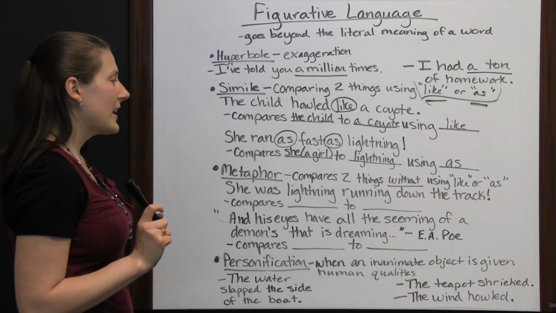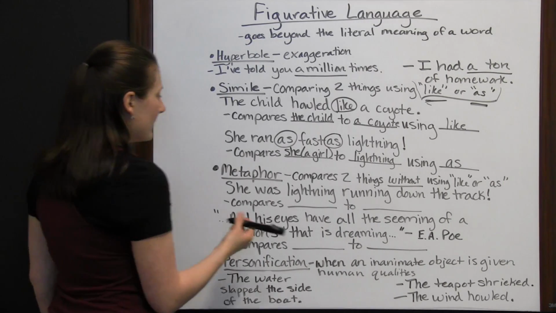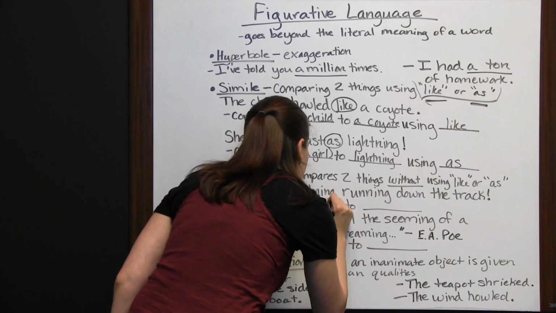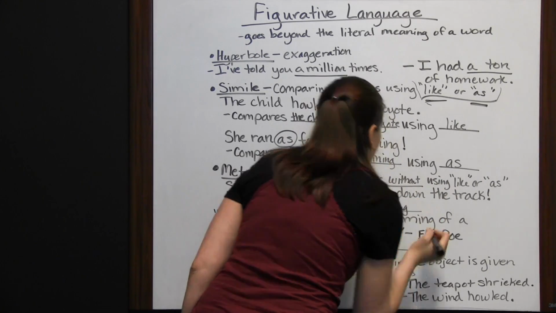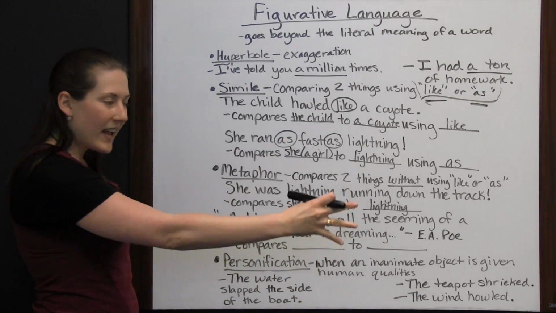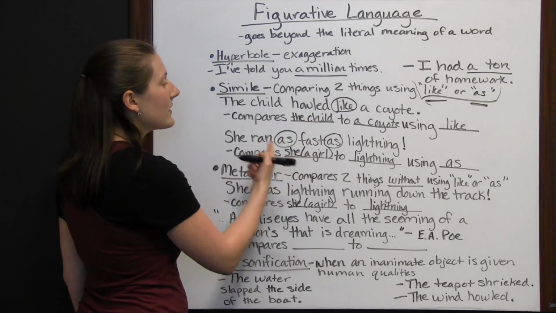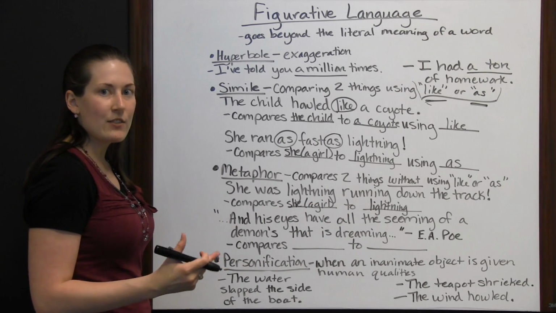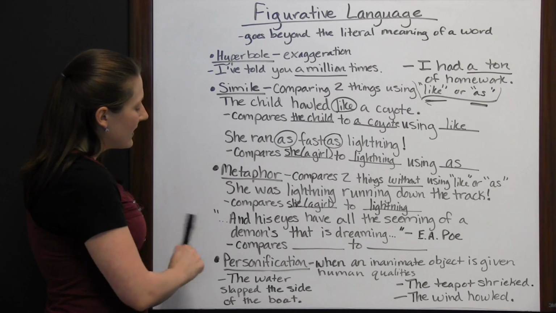She was lightning running down the track. So this sentence is very similar to this one. They're both comparing she, or a girl, to lightning. They're both saying this girl is really fast, but this one just says she was lightning. She was lightning running down the track. It doesn't say she ran as fast as lightning. It doesn't use like or as. It just says she was lightning. So it's a different way to use the same kind of figurative language. So that's one example of a metaphor.